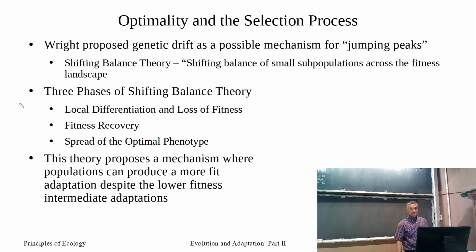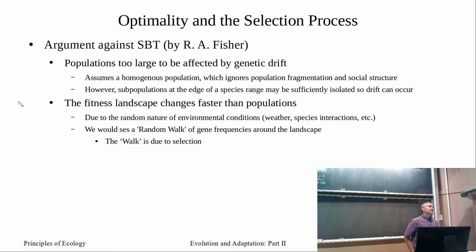All right. Now, arguments against. This was 1931. Sewell Wright proposed this. Wrote an article about it. At the same time, we have this other guy, Sir Ronald Fisher. Mathematician, biologist, population geneticist, theoretical evolutionary biologist. Did a lot of stuff. You've probably heard of him before.